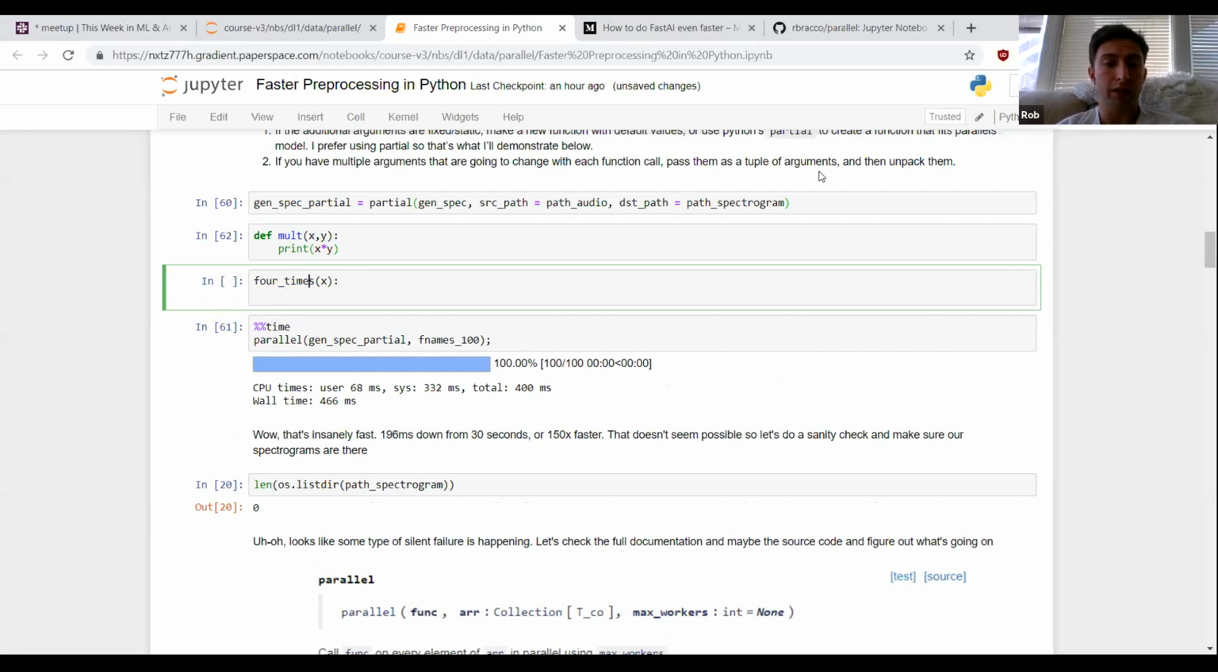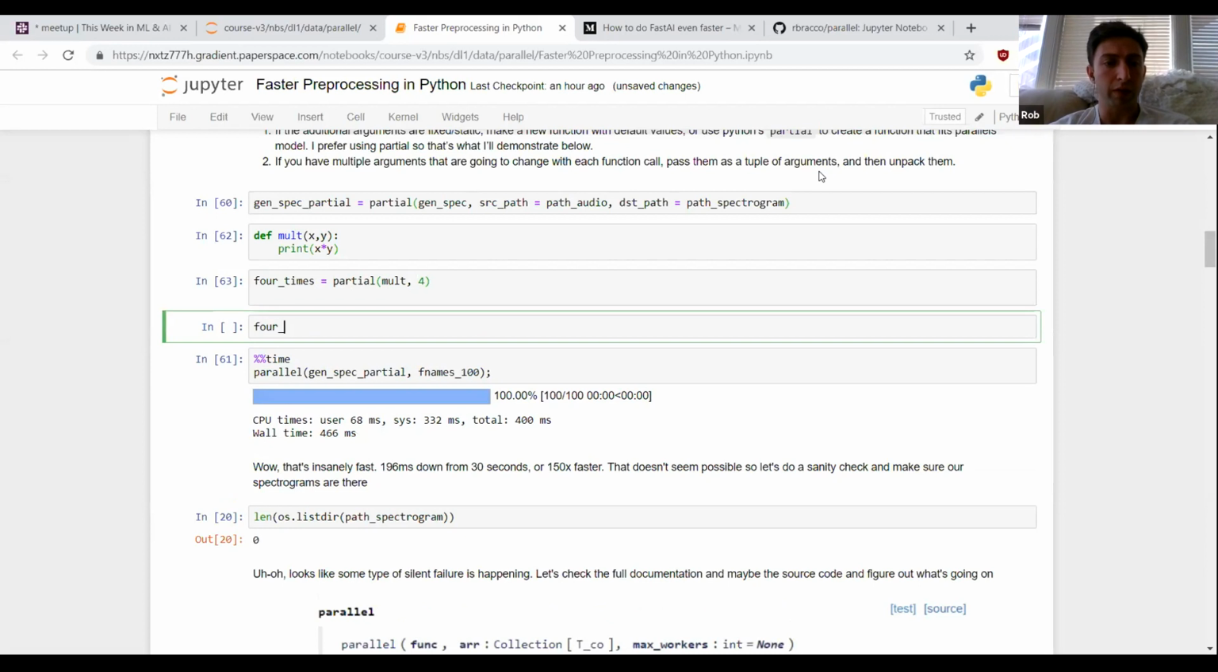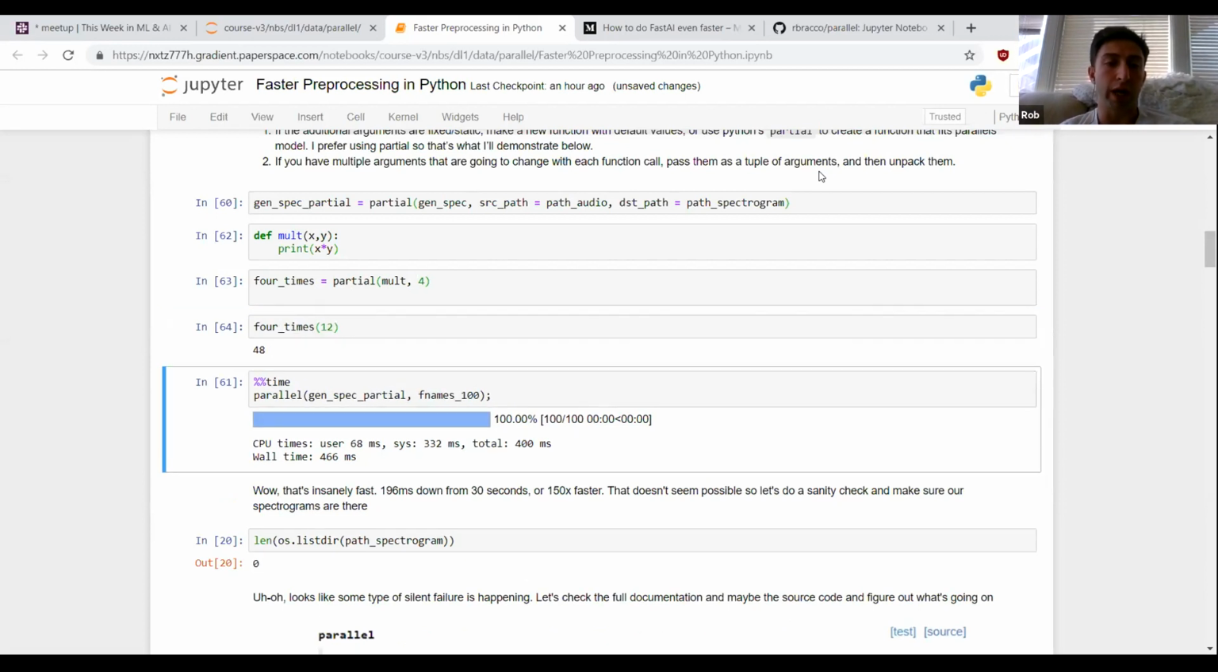4 times x, 4 times equals partial. Mult comma, I think mult comma 4 should work. And then we can do, someone stop me here if this is wrong, but you can do 4 times 12, we get 48. So essentially what you're doing is just kind of passing a permanent argument into a function.